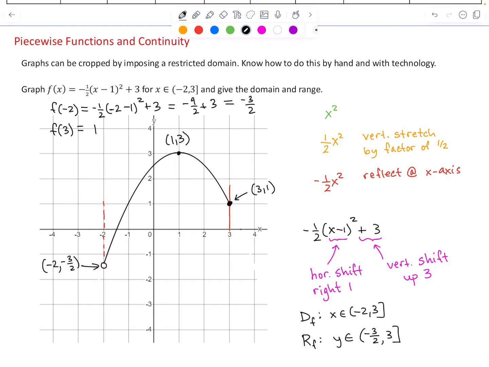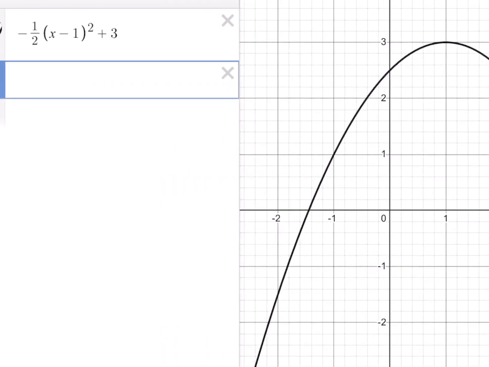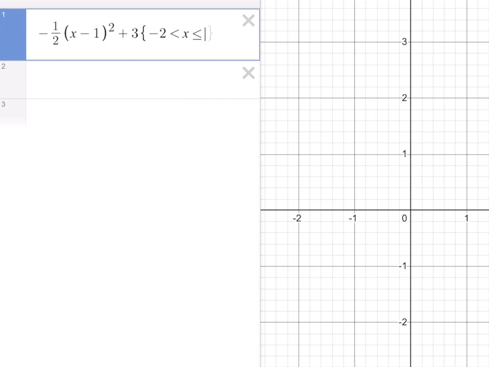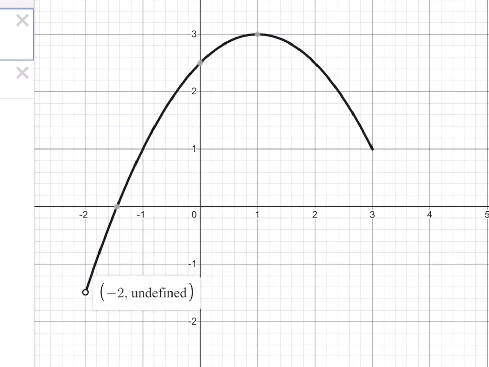Now doing this with technology, here's our function typed in and the image we get. To crop it, put curly braces to the right of the rule of the function and enter a double inequality. So negative 2 less than x less than or equal to 3. If you do a trace on this function, you will see that at the left endpoint there is a hollow, and at the right endpoint we have a solid.